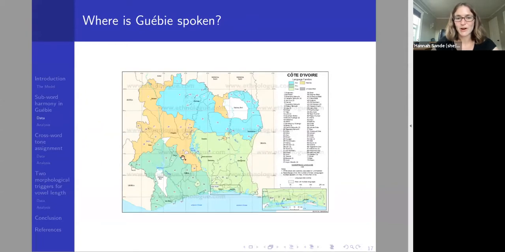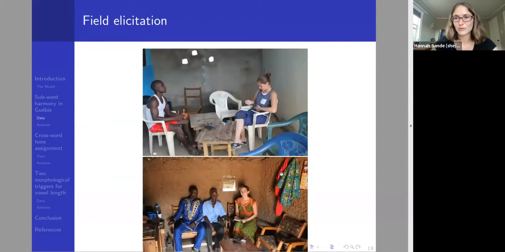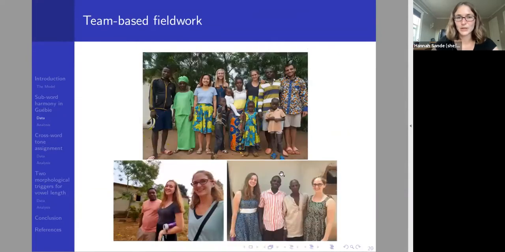Now, this is a map of Côte d'Ivoire, and these green languages down here are all Kru languages. There are also Kru languages spoken across the border in Liberia, and Gabier is spoken right about here. This is Nyagbo Dunua, the largest Gabier village where this data was collected. And here are some photos of me collecting that data. We're collaborating with speakers in the community. The data collected here was all done in team-based fieldwork with a number of my students and also with Ivoirian linguist Stefan Pepe.